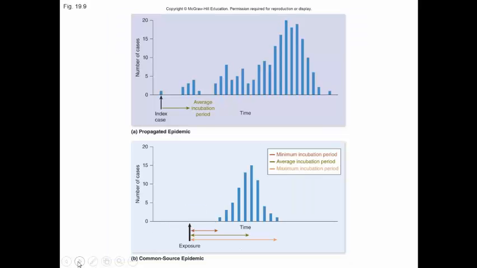Here you have comparisons of propagated versus common source epidemics. The propagated epidemic is there on the top, and then below is a common source epidemic where you have a central exposure, and then you have an outbreak and then a peaking down, okay? Now, descriptive studies. These are the type of studies that seek to characterize a disease outbreak, and they determine the characteristics of persons involved and the place and time of the outbreak. Each factor provides important information.